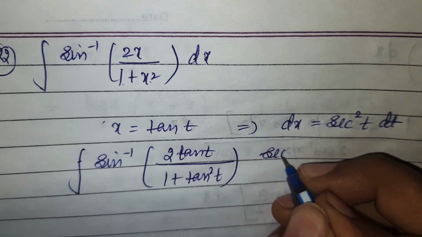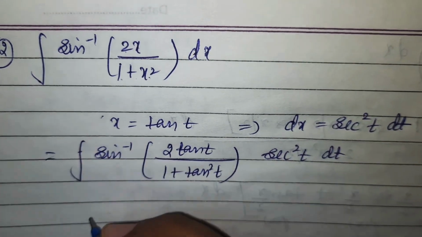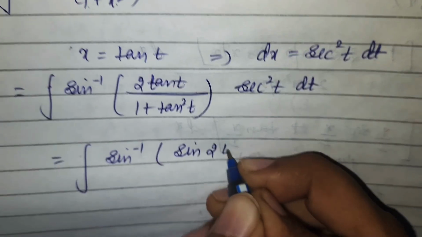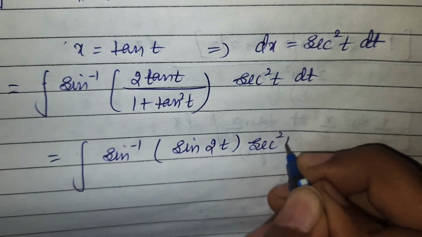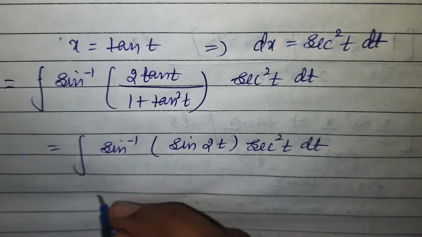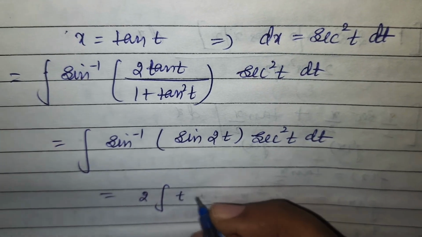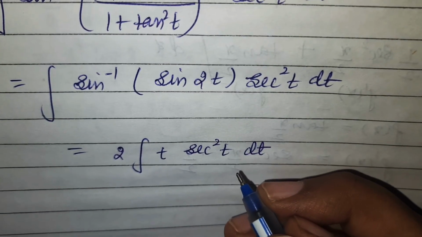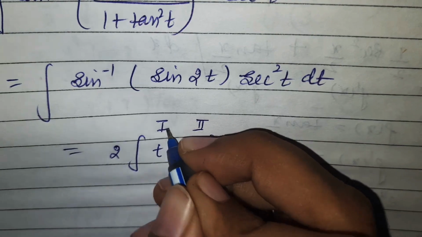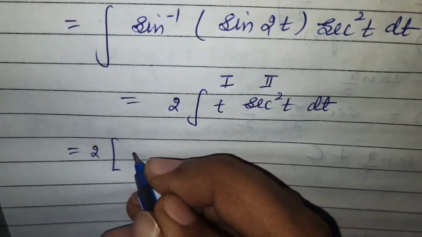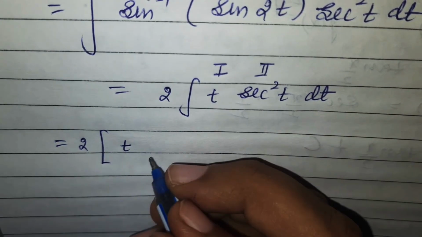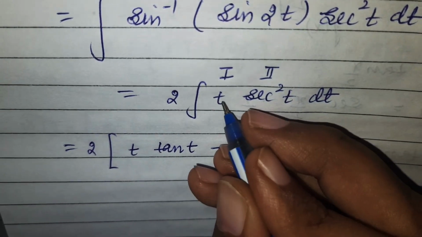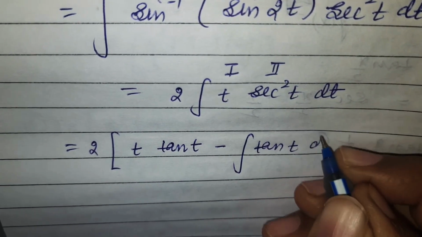So this will become dx equals secant square t dt. So why I have written like this? Sin inverse, this is the formula, sin 2t, then we'll have secant square t dt. This sin inverse sin will cancel out, 2 will be out. So I am getting 2t secant square t dt. Now apply by parts. If I want to apply ILATE, this is your first function, this is your second function. So first function same, secant square t integration will be tan t, minus differentiation 1, then tan t dt.